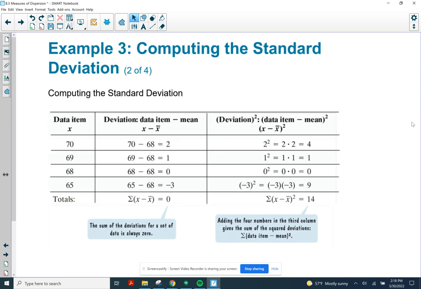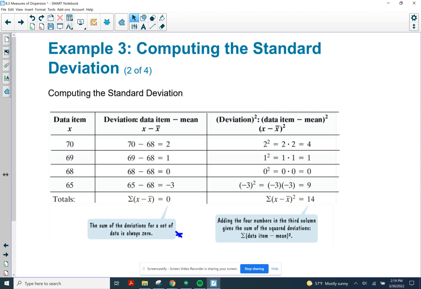So the deviation from the mean for Trump was 2. For Reagan, 69 minus 68, which is 1. For Harrison, 68 minus 68, which is 0. And finally, for Buchanan, we calculated that one, it's -3. Now notice, and this is important, that if you've done it correctly, the sum of the deviations should be 0.